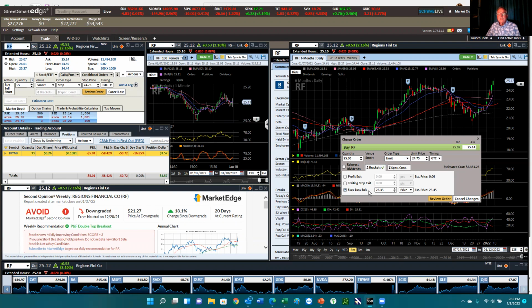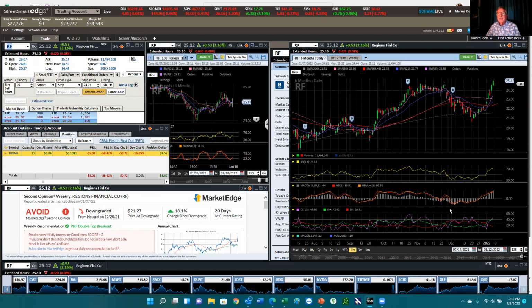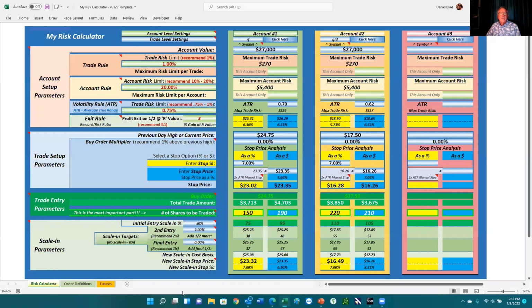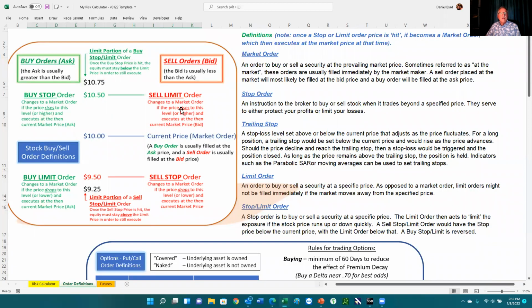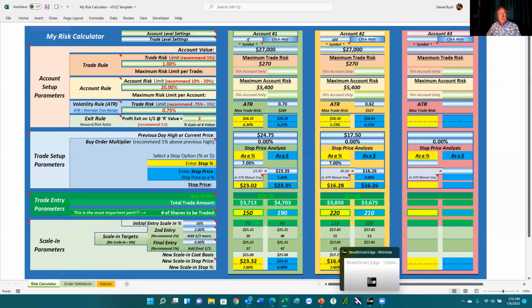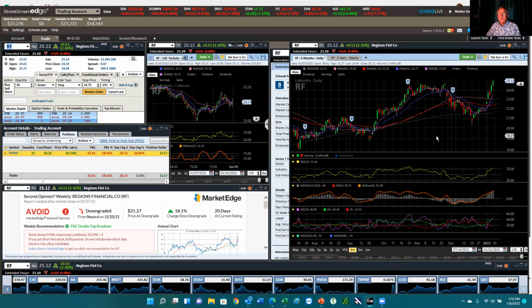So the stop loss is still the same. Now we have a limit order, which basically means you don't want to pay anything more than 24.75. What it really means is a buy limit changes to a market order if the price drops to this level or lower and executes at the then current market price. So yes, it will execute if it goes down, but it does not guarantee you that price.